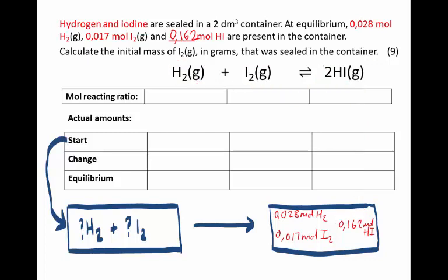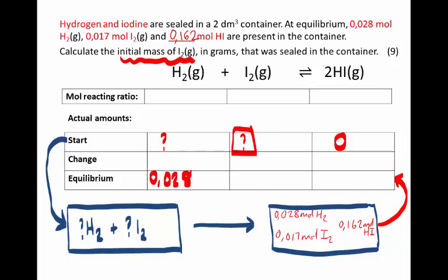So let's summarize what's happening here. This is at equilibrium. So at the start, we had no hydrogen iodide. We don't know how much hydrogen we had. We were not told that. Nor do we know how much iodine. But we're very interested in that because that's actually what we're being asked. So that is really what we're interested in. And then we're told that at equilibrium, we have 0,028 moles of hydrogen, we have 0,017 moles of iodine, and we've just calculated 0,162 moles of hydrogen iodide.